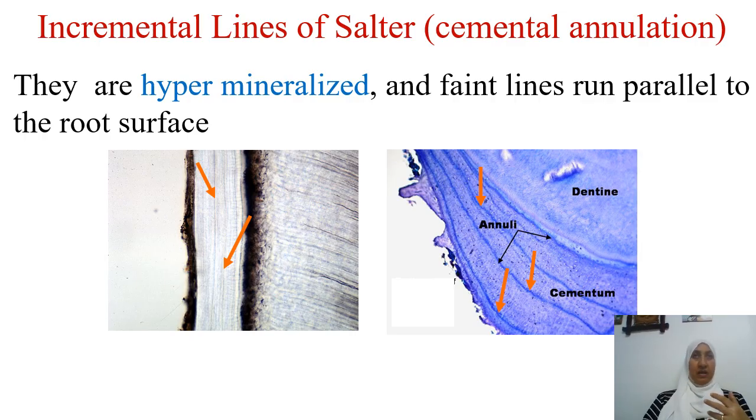If we have a tooth from a cadaver, for example, and they need to know the age of this cadaver from the tooth, we can count the cemental annulations or the incremental lines of Salter and calculate the distance between each line, thus we can calculate the age of this tooth, exactly like tree growth lines. And this is very crucial in the forensic odontology branch. They could use cemental annulation to determine the age of a cadaver or the remnants of a cadaver, such as a tooth.